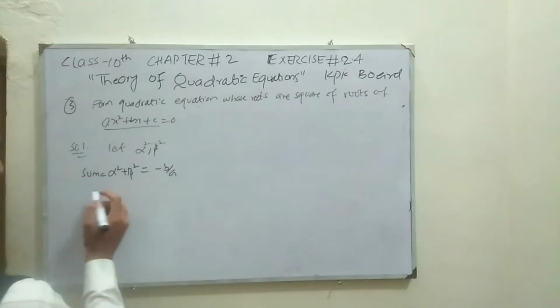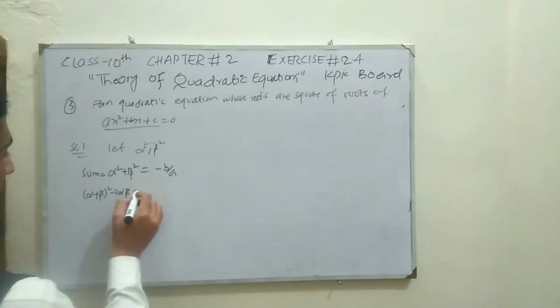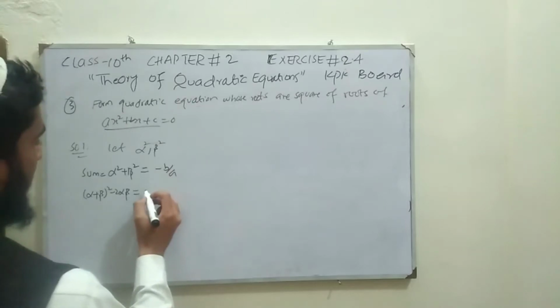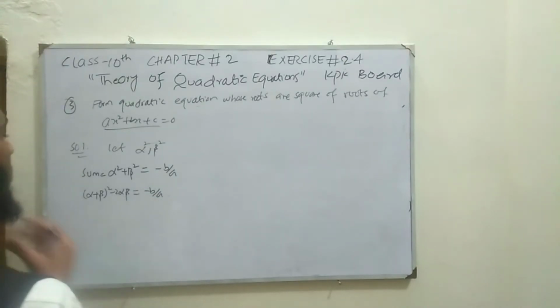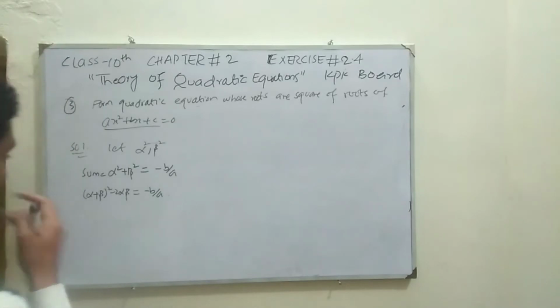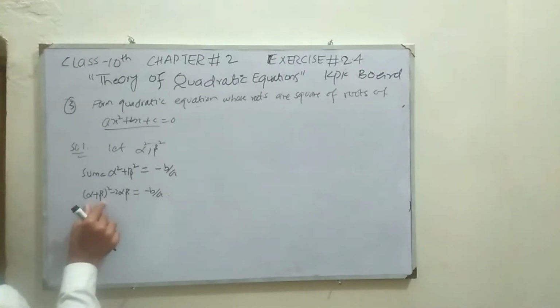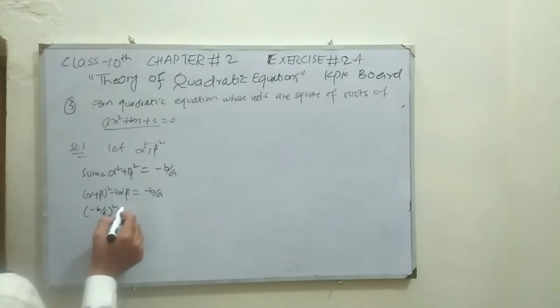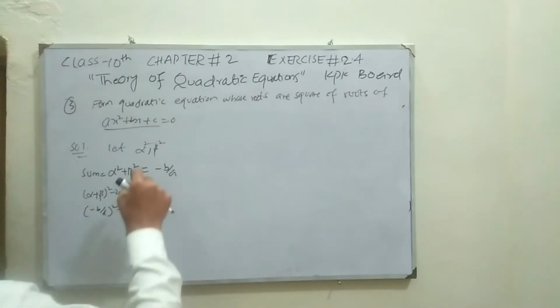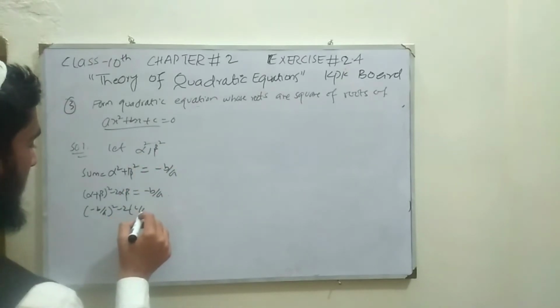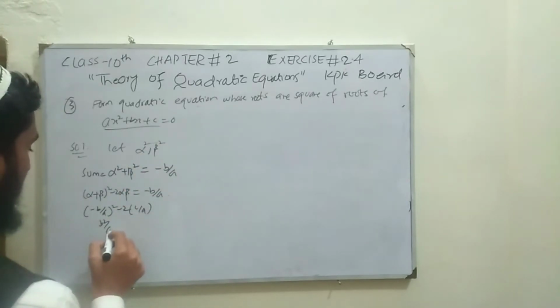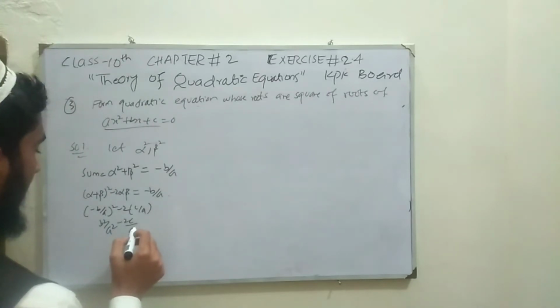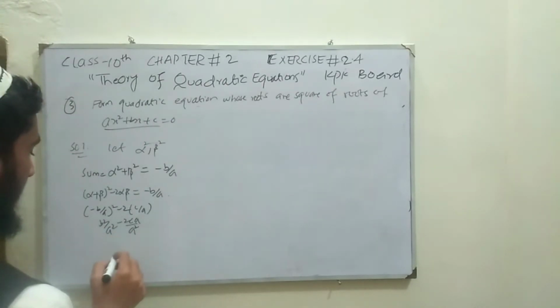Alpha square plus beta square, we can write it as alpha plus beta whole square minus 2 alpha beta. We learned it in the previous question. We know that alpha plus beta is minus b over a. So minus b over a whole square minus 2 times alpha beta, and alpha beta is c over a. So b square over a square minus 2c over a, multiplying numerator and denominator by a, taking LCM, b square minus 2ac over a square.